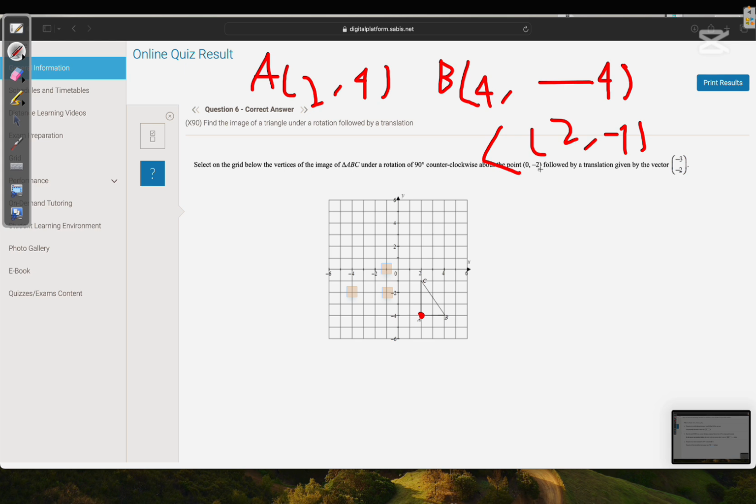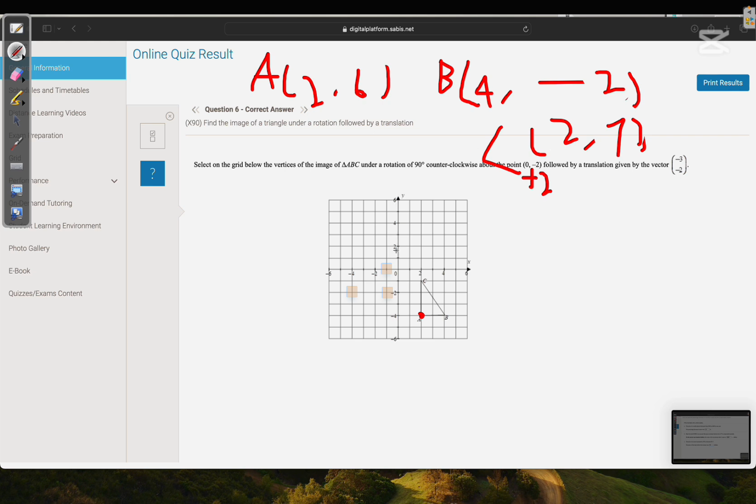So how do we make 0, -2 into 0, 0? We just add 2 to the y, which means we do the same for all points. So instead of A being 2, -4, it will be 2, -2. Then instead of 4, -4 for B, it will be 4, -2. And then instead of 2, -1 for C, it will be 2, 1. Okay, and now let me plot the points.